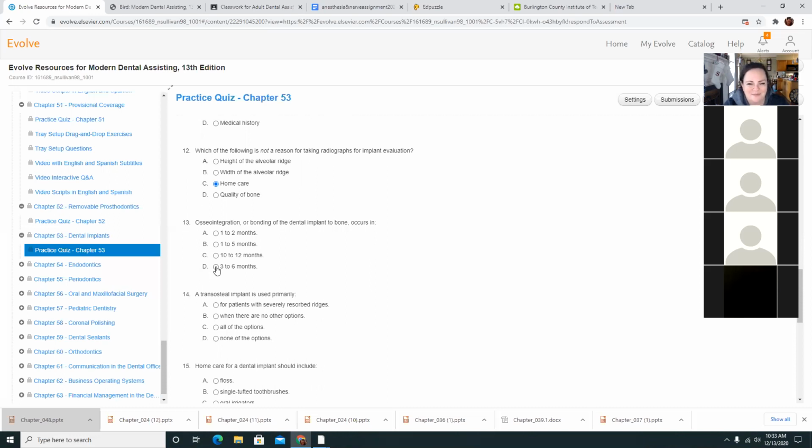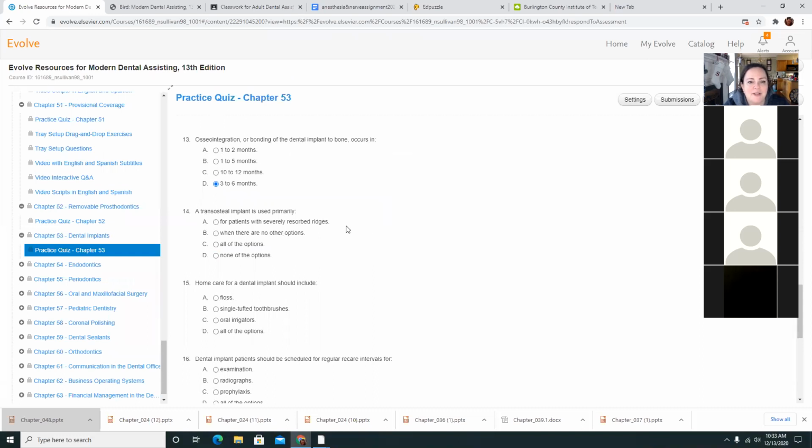D. 3 to 6 months. A transosteal implant is used primarily when there are no other options. So the transosteal implant is inserted through the inferior border of the mandible, like up through here. So we're going into the inferior border of the mandible, which is the bottom of the jaw, and into the edentulous area.